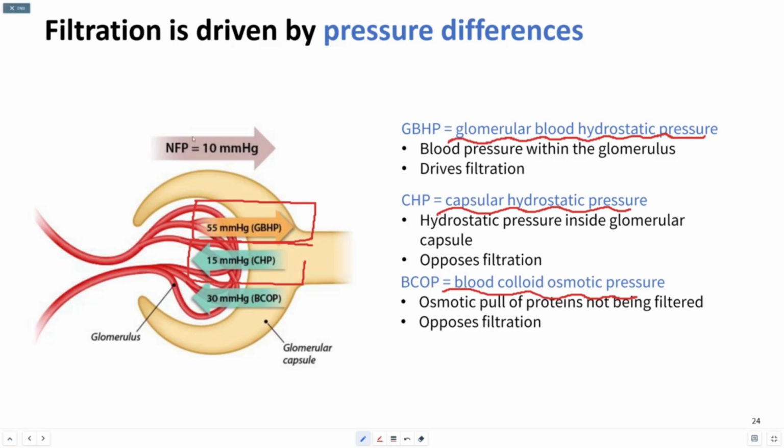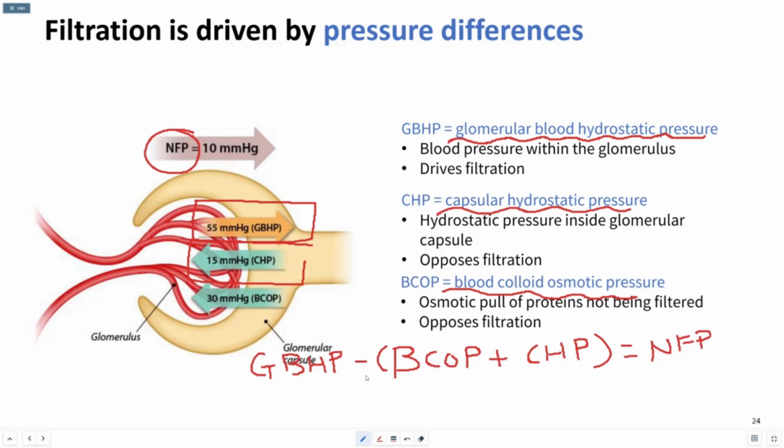So NFP, or net filtration pressure, is equal to the glomerular blood hydrostatic pressure minus the blood colloid osmotic pressure plus the capsular hydrostatic pressure. So it would be BCOP plus CHP subtracted from the GBHP, which would be equal to the NFP. So plugging these numbers in, you would get 55 minus 45, which is equal to 10.